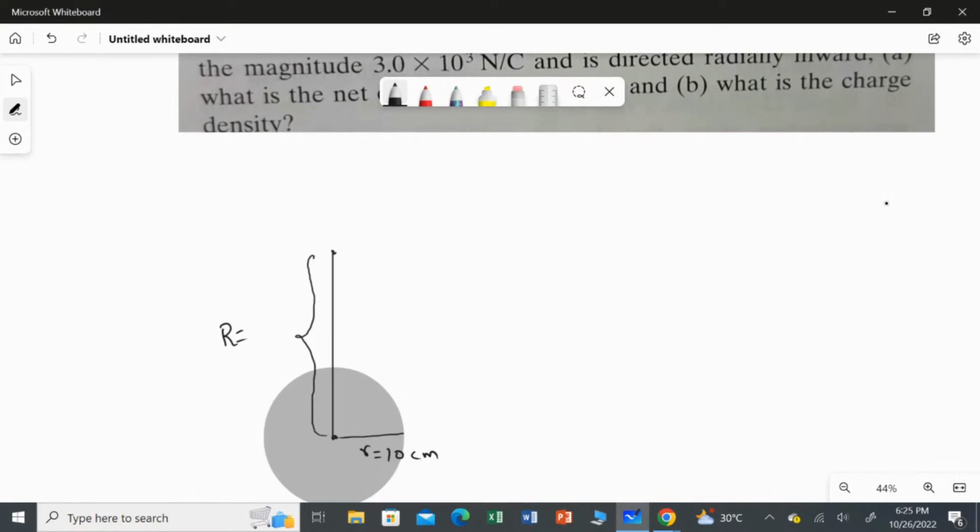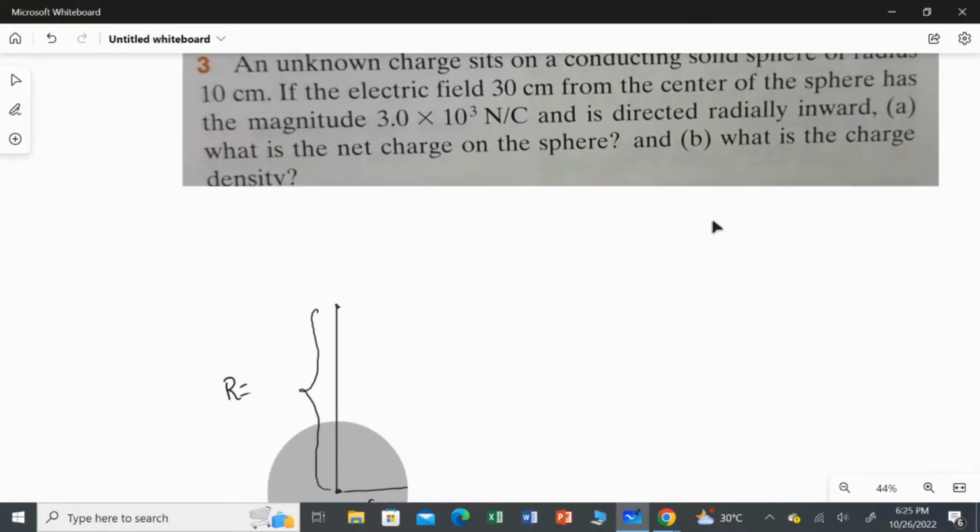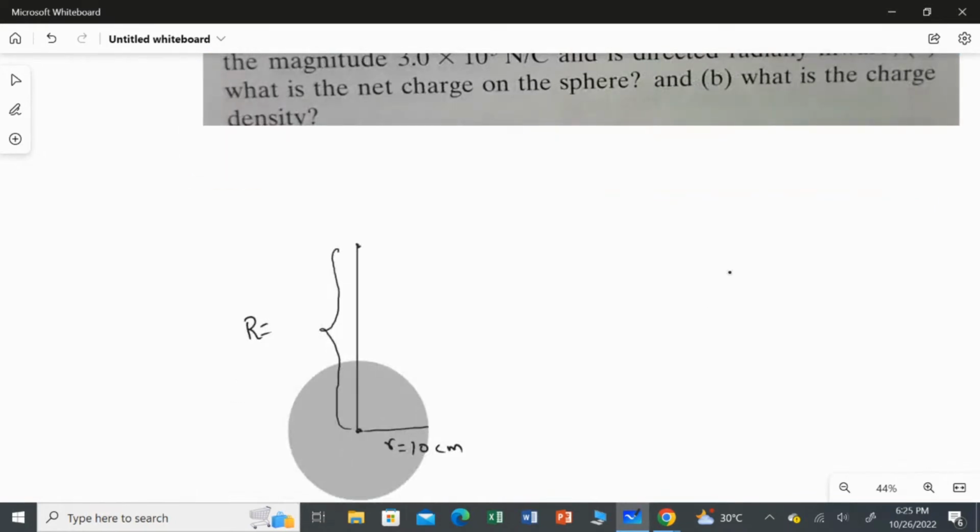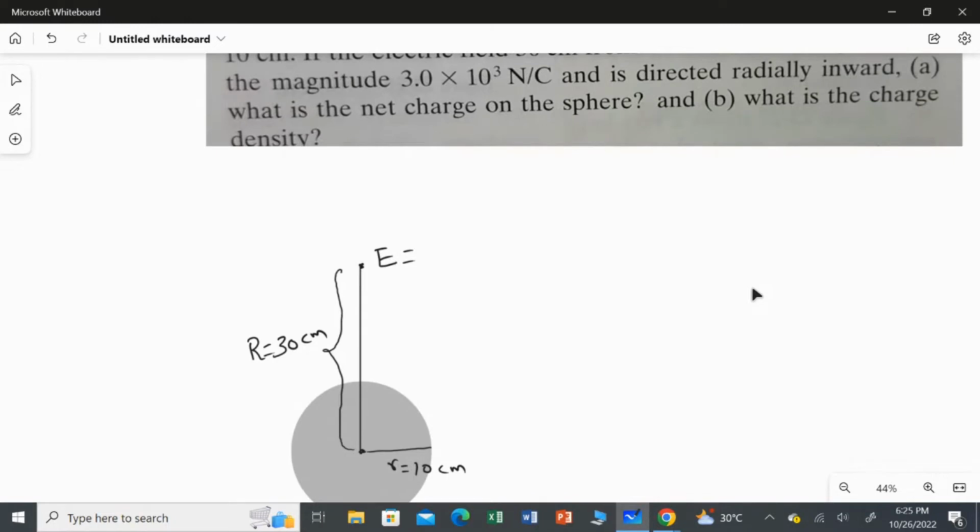So what's the point they mention? They mention 30 centimeter, right? So the capital R value is 30 centimeter. At this 30 centimeter, what is your electrical field strength? Your electrical field strength is 3 multiplied by 10 to the power of 3 Newton per Coulomb, and it's in the radially inward direction. What is this radially inward direction?